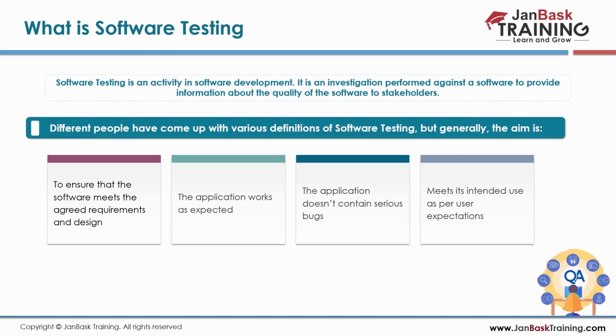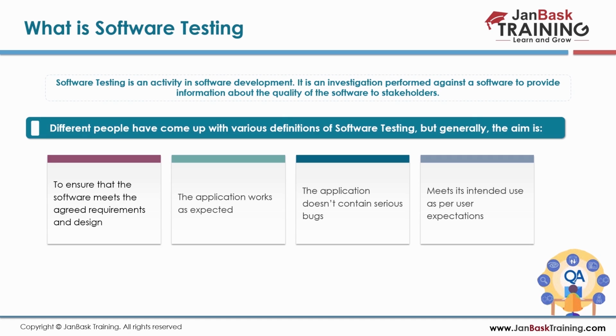So the objective is that your application might have some trivial or minor bugs, but there should not be any serious bugs. And we'll also see what we mean by serious bugs once we study severity and priority. And the last objective is that it meets its intended use as per user expectation, which is quite similar to the second one.